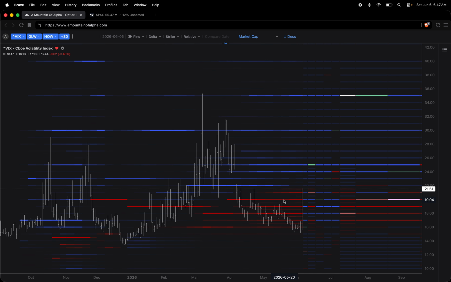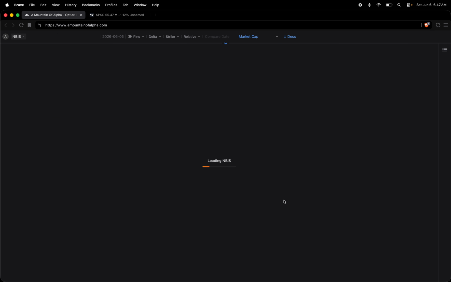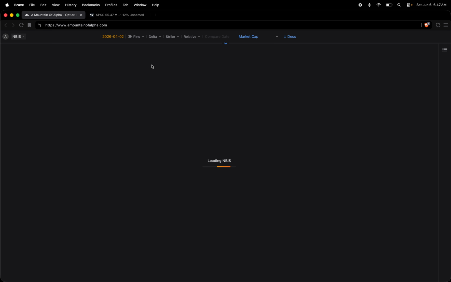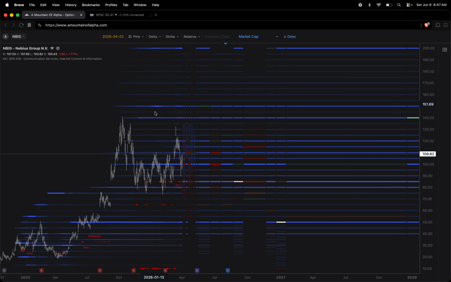Like Nebius, did Nebius bottom on March 30th? Right here, this is March 30th. It went from 91 to 275. That's a convexity trade, right? And maybe it was 420. April 2nd is when a lot of the names really started to move. Oh, it's April Thursday. There we go. So this is when a lot of the names started to move. Like this went way up here.